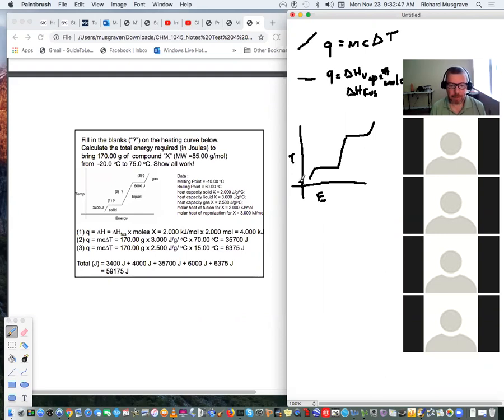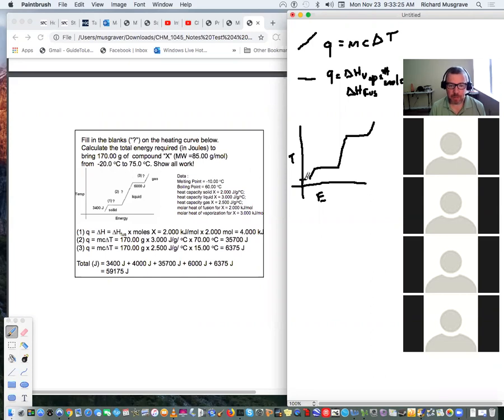So the first thing, and this is in the question, it's asking for the total energy required in joules to bring 170.00 grams of the compound X, which is just a fictitious compound. And I give you the molecular weight as well. And I give you these temperature boundaries here. So we're starting at minus 20.0 degrees Celsius and going all the way up to 75.0 degrees.